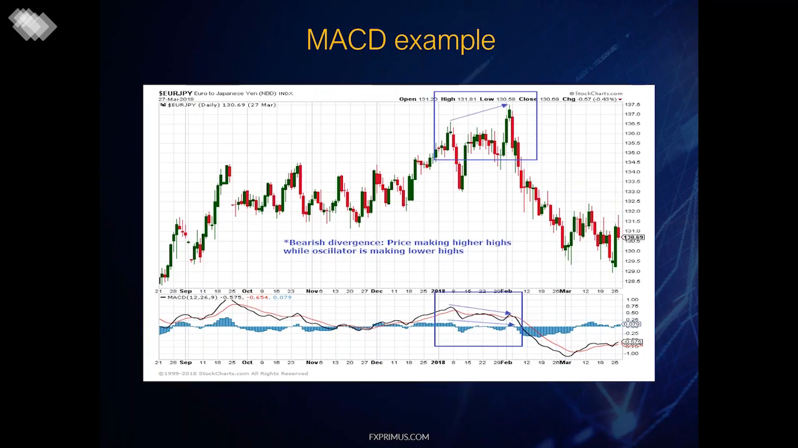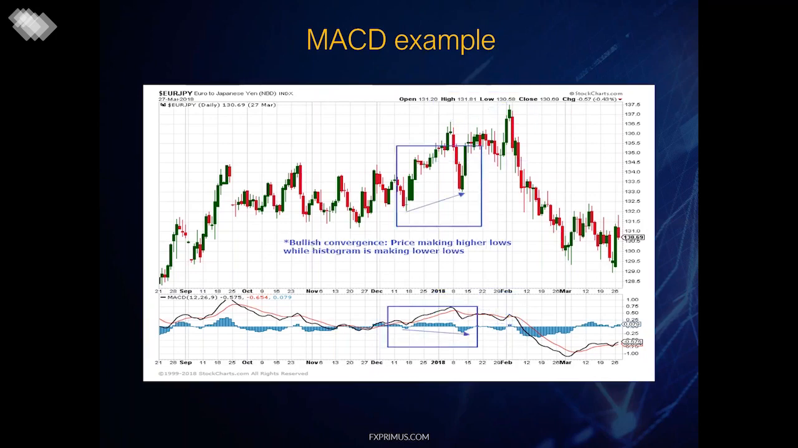Another scenario is the bearish divergence. Here we said that the price is making higher highs while the oscillator is making lower highs. In this example, again, we will see both the MACD line and the EMAs, of course, not the MACD line, and the histogram moving lower, while the price is moving higher.